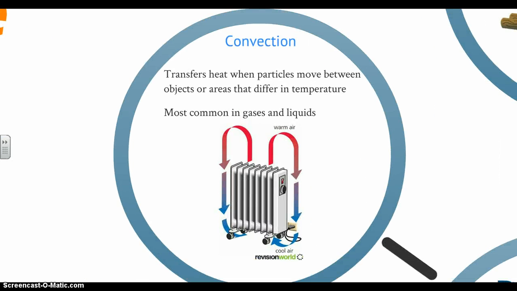A second way that heat is transferred is called convection. Convection is what happens in your house. When you turn on the heat right now, it's cold outside. When you have the heat on in your house, warm air rises. Its particles are more spread out, and so it rises because it's actually less dense than cold air. So warm air rises.